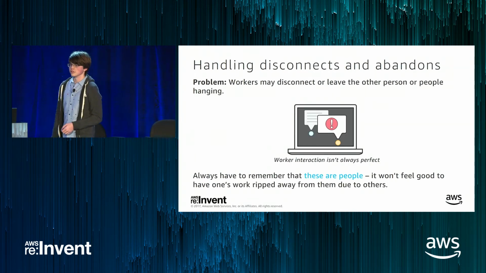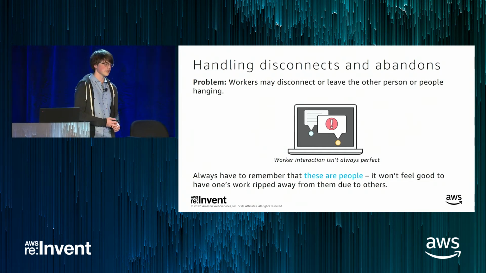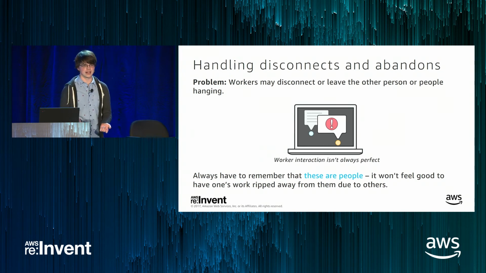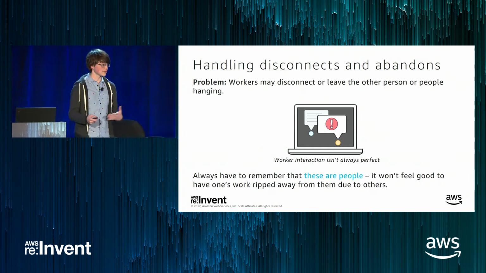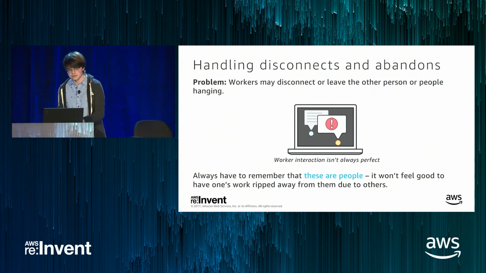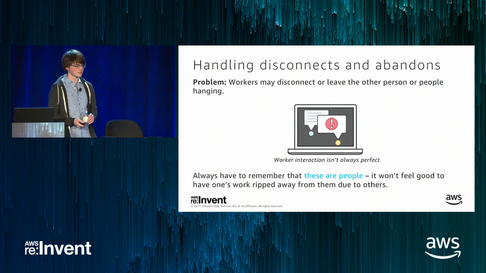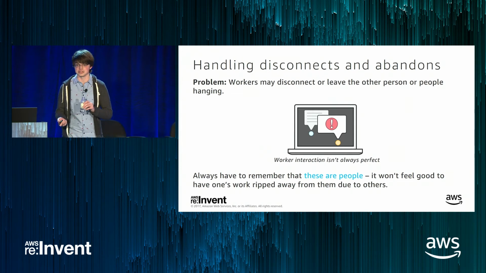Now, one of the largest complaints that we had when we were just getting started was that suddenly a worker's work would disappear and they wouldn't be able to finish it. And they were saying that, I'm still here, I'm still trying to work on the HIT, but nothing is happening. It just says waiting on the other person. And this brings up the problem that workers, for any number of reasons, may disconnect and leave the other person or group of people in the conversation totally hanging.